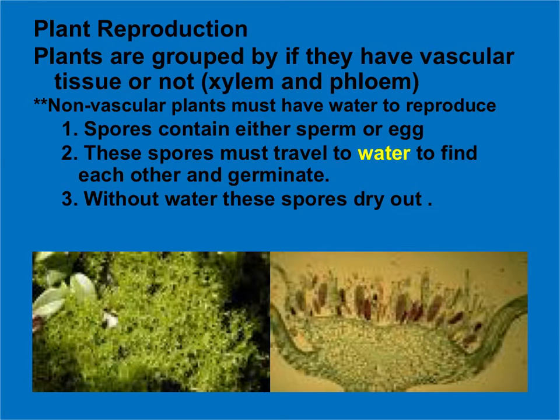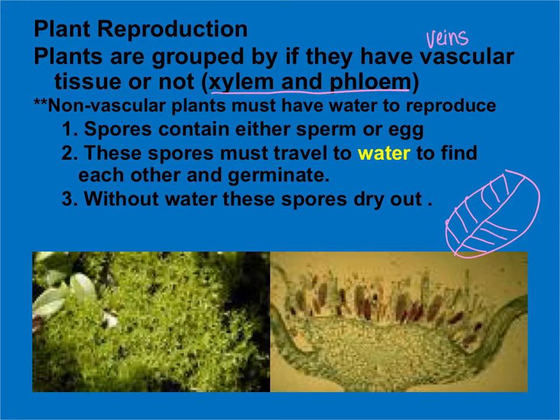Okay, so plant reproduction. Plants are grouped as either vascular or non-vascular. So they either have vascular tissue or they don't. Vascular tissue is the xylem and phloem. You can think of vascular tissue in plants as like veins. If you ever see a leaf, so here's the leaf, you know I'm not an artist, but anyway, here's a leaf, and it'll have the little lines, and it'll kind of look like this.